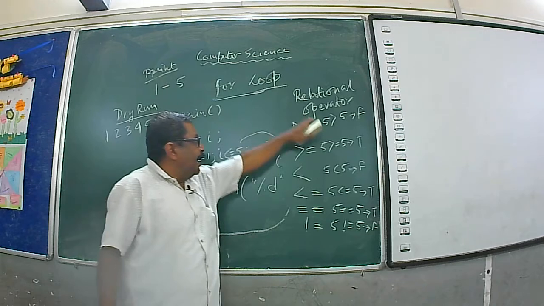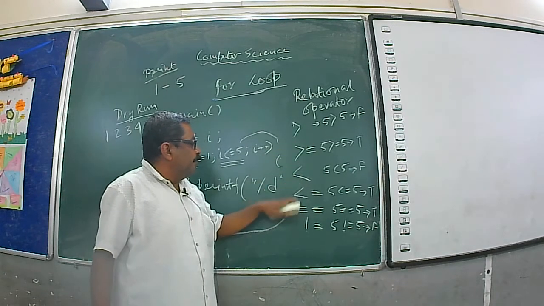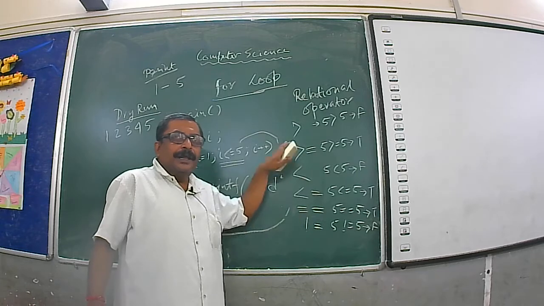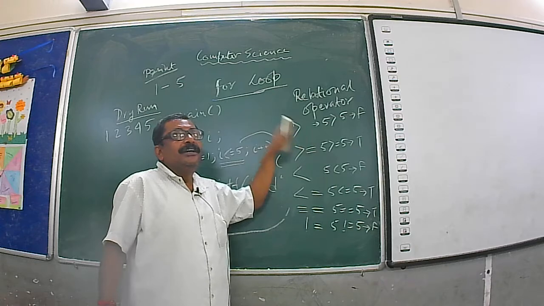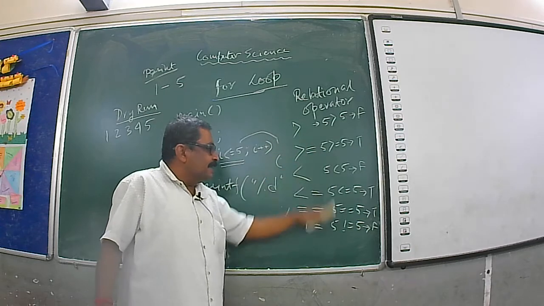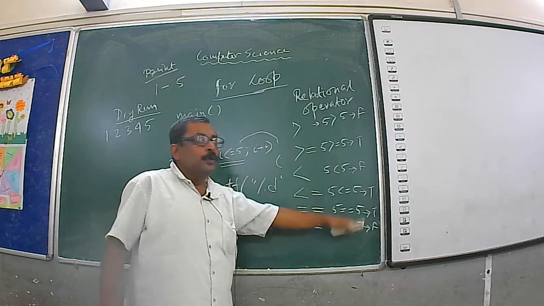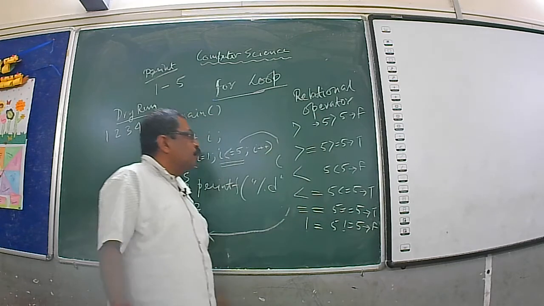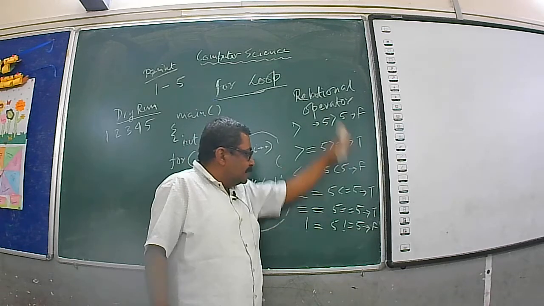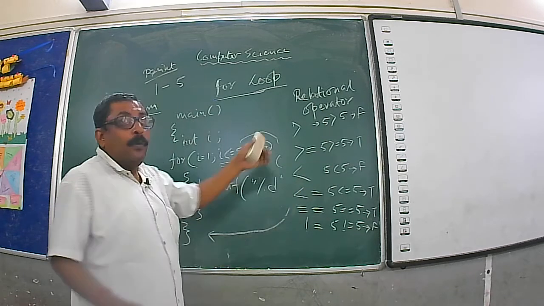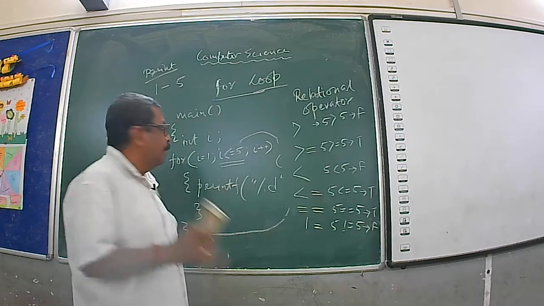So these are the relational operator set: 1, 2, 3, 4, 5, 6. A total of 6 operators are used as relational operators, and that is the symbol used, and that is the output the computer or compiler gives, in Boolean format, either true or false. Now I have to discuss the is-equal-to operator. Maybe there may be some problems.